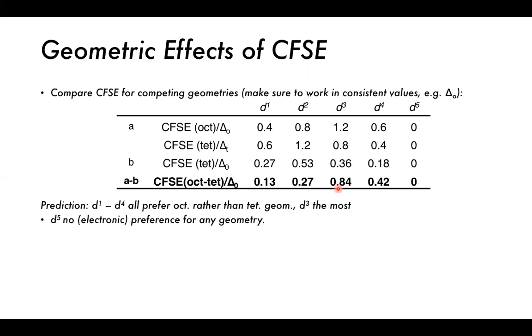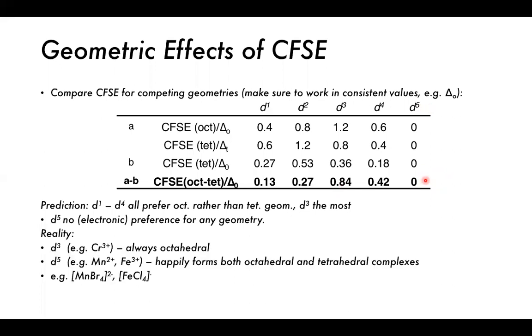So prediction is that d1 to d4 all prefer octahedral rather than tetrahedral geometries. d3 prefers octahedral the most. d5 has no electronic preference for any geometry. The reality, however, is that d3, so for example chromium 3+, is always octahedral. d5, manganese 2+ and iron 3+, will both form octahedral and tetrahedral complexes.